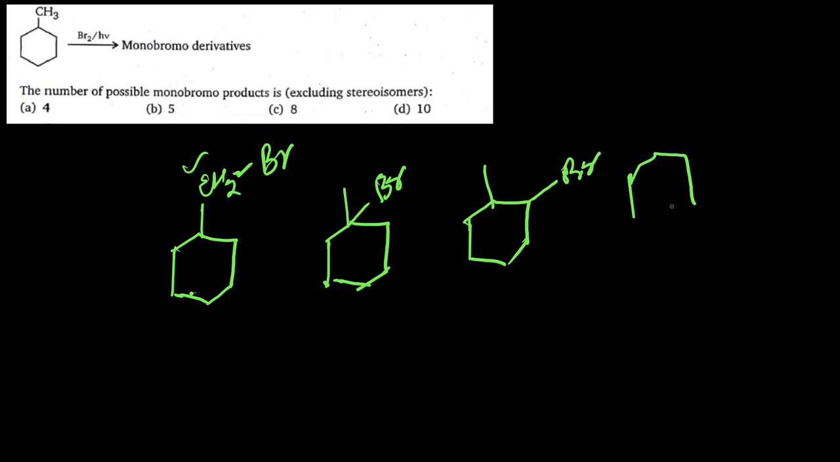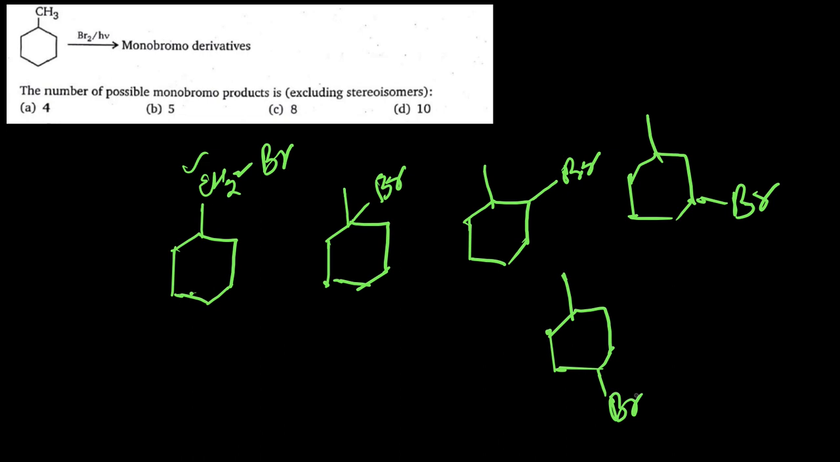Now let's move to question number 6. In monobromination, the number of possible products excluding stereoisomers. Excluding stereoisomers means, students, you only have to find the position isomers. So bromination can take place at this carbon atom. Bromination can take place at this carbon atom. Bromination can take place at this carbon atom. Bromination can take place at this carbon atom, and bromination can take place at this carbon atom.